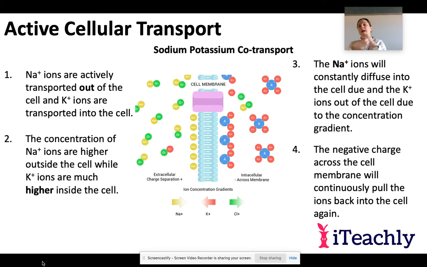So sodium ions are being pulled in. The sodium ions are going to be diffused into the cell due to the potassium ions outside of the cell, and that's where the concentration gradient is. Where we're getting the negative charge is in the cell wall, and so that's why they're constantly being moved back and forth, because of those charges. And so this is a sodium-potassium co-transport.